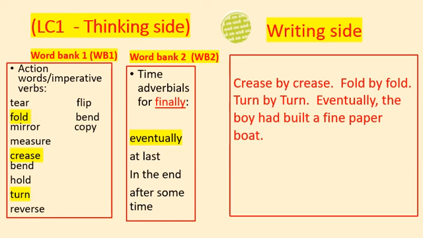Now, I'm going to think about how we felt when we made that boat. So it took us quite a while, and I've picked eventually. Eventually the boy had built a fine paper boat. Now what I want you to do is pick one of the time adverbials and complete the next sentence. Try and change some of the words. Please don't use eventually. And here I've used the word fine.